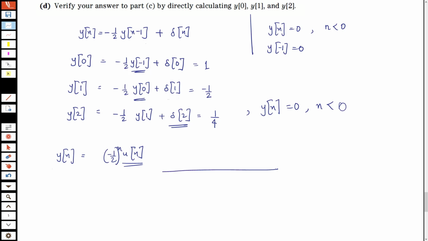So how does yn look like? At n equal to 0, its value is 1. At n equal to 1, its value will be minus half to the power 1, that is minus half, right? At n equal to 2, its value is going to be 1 by 4, positive, and so on, right? So this verifies our solution from part C.